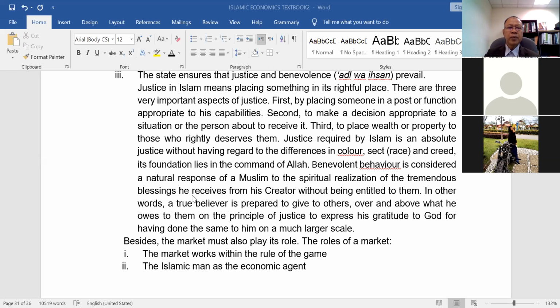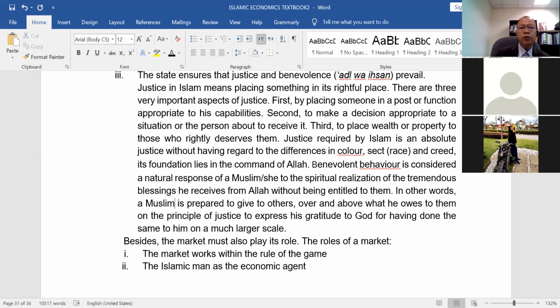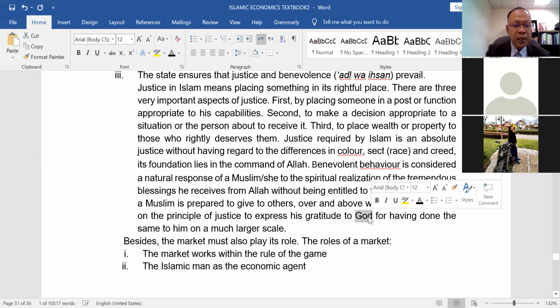that he or she receives from Allah without being entitled to them. In other words, a Muslim is prepared to give to others. So a Muslim is prepared to give to other people over and above what he owes to them on the principle of justice, to express his gratitude to Allah, the Creator, right?